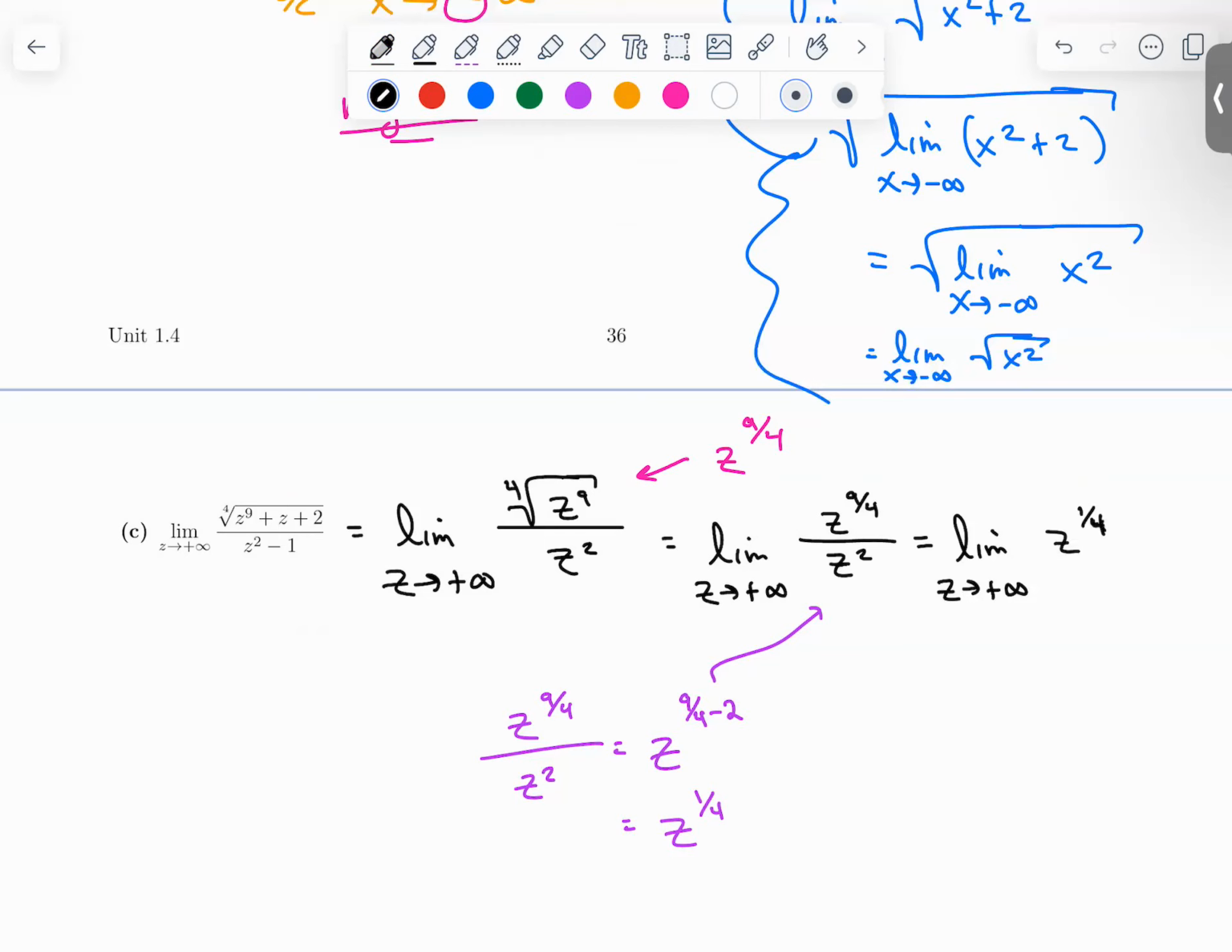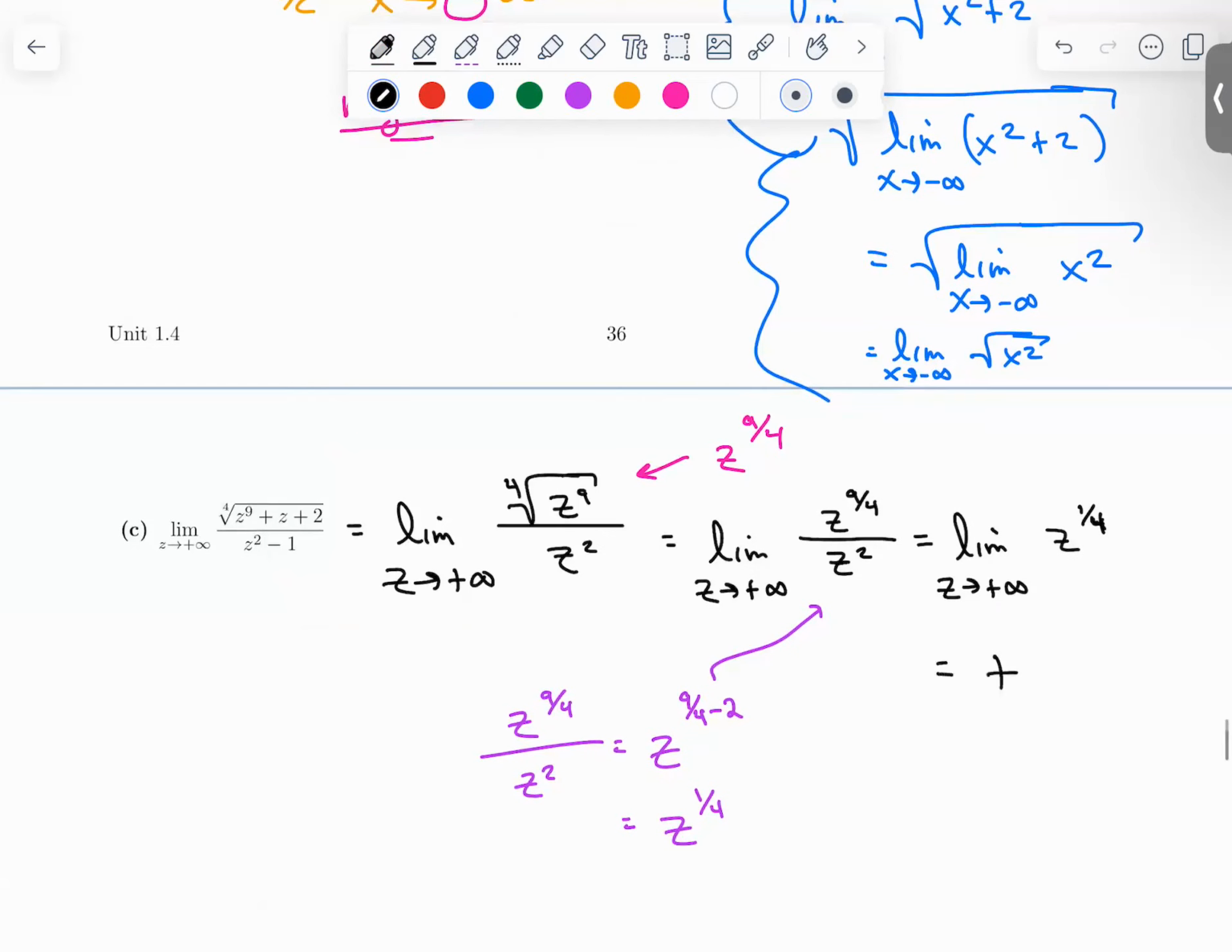And what will that be equal to? Close. Positive infinity. Yeah, I said, is that? Oh, did you say just infinity? Yeah. I thought you said negative infinity. No, you're absolutely right. Positive infinity is the correct answer. Because as z gets larger and larger, z to the 1/4 will get larger and larger. Very slow, right?